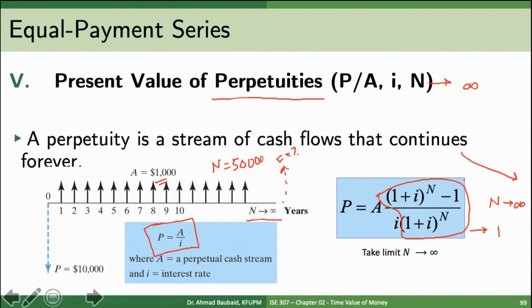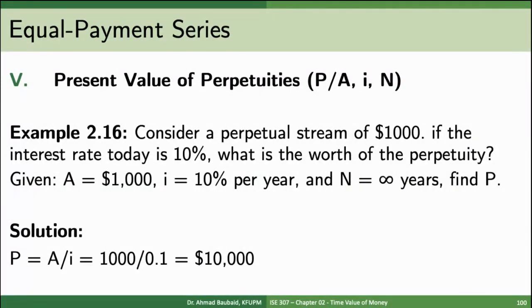And so here's another one of those straightforward examples. If you have a perpetual, and you see here the word perpetual is key because it's perpetuities, perpetual meaning ongoing, forever, $1,000 each year. If i is 10%, how much is the perpetuity? How much is the series of payments worth today? And we already know from the formula that P is just equal to A divided by i. i is 10%, A is 1,000, and this is what the present worth is.